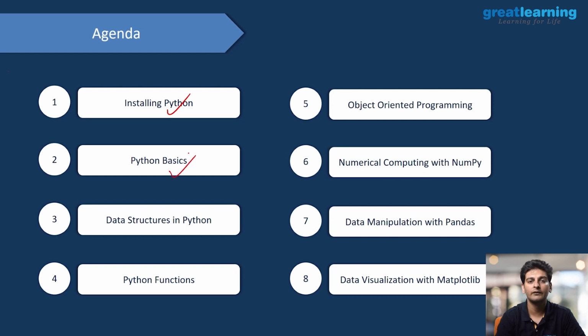After that, we'll look at some of the common data structures in Python. So we'll go through list, dictionary, tuple, and sets. And then we'll work with user-defined functions in Python, following which we'll work with how to implement object-oriented programming in Python. After that, we'll work with NumPy, using which we'll be implementing numerical computing. And then we'll see how to implement data manipulation with the Pandas library. And then finally, we'll see how to do data visualization with the Matplotlib library.